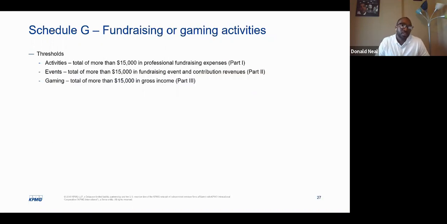Schedule G, as I mentioned earlier, in regards to Part A, Schedule G is for your fundraising and gaming activities. So if your threshold for the activities is more than $15,000 in professional fundraising expenses, then you have to complete Part 1. In regards to your fundraising events, if it's more than $15,000 in fundraising events and contributions revenue, then you have to complete Part 2. Same thing with gaming, if it's more than $15,000 in gross income.